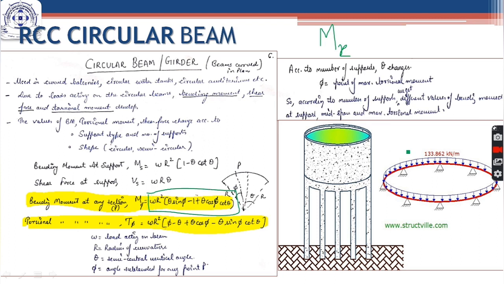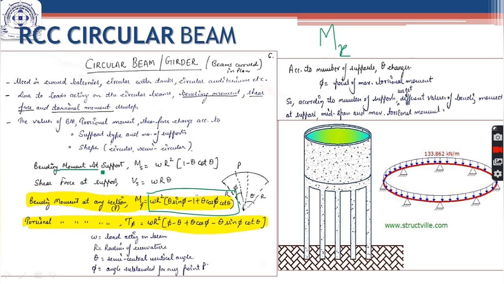Now here W is the vertical load acting on the beam, R is the radius, theta is the semi-vertical angle of this beam which is fixed for this particular beam, phi here is the location of this section, that is where we have to calculate the bending moment. Okay, so I hope you understand what is W, R, theta and phi. Now this is a generalized equation for bending moment at any point.